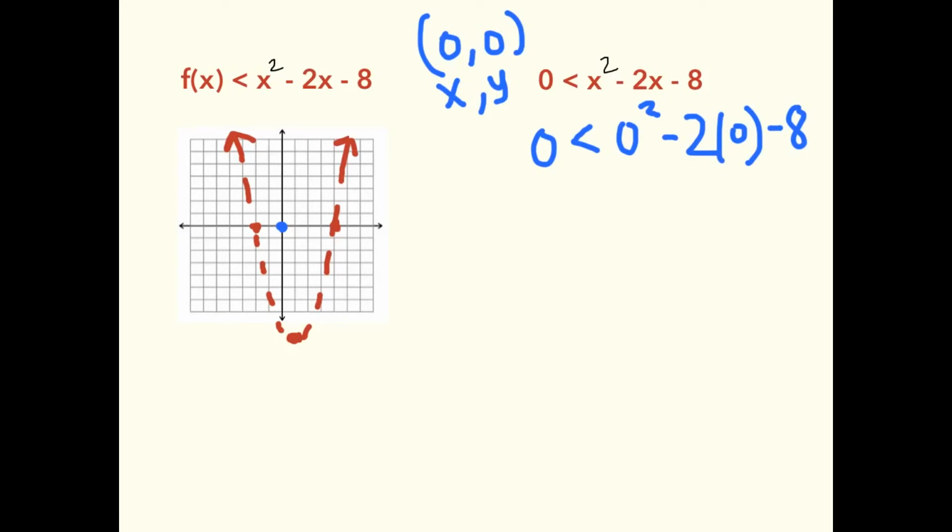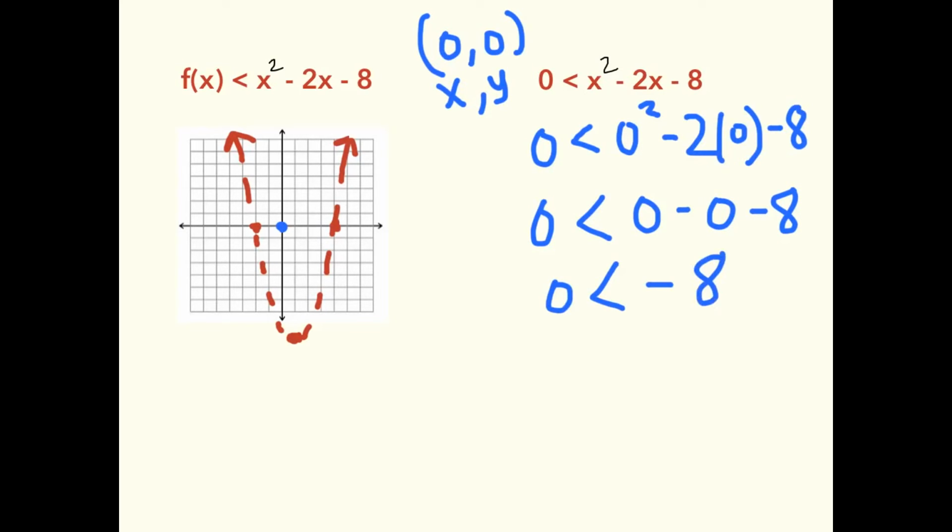Now let's simplify this so we can get an inequality. We still have 0 is less than, and 0 squared and 2 times 0 is just 0, so 0 minus 8, which is just negative 8. So now we need to look at our statement right here. Is 0 less than negative 8? It is not less than negative 8. So this is not true.